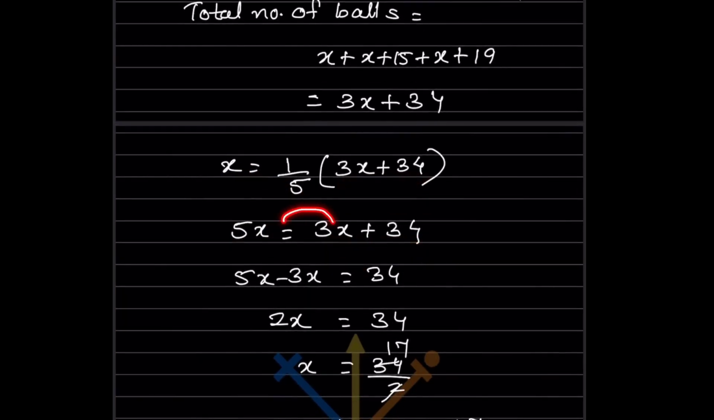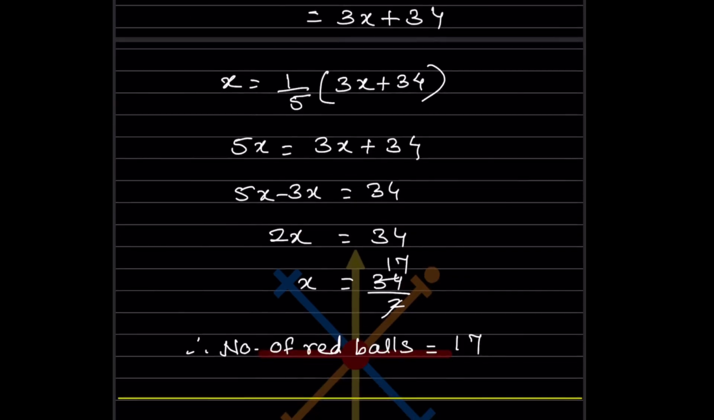Now let us take this x on this side. So 5x minus 3x is 34. So that will be 2x is 34. So x is going to be 34 divided by 2, because this is multiplication so this is going to get divided. That is x is 17. So therefore the number of red balls is 17. That is what they have asked for.